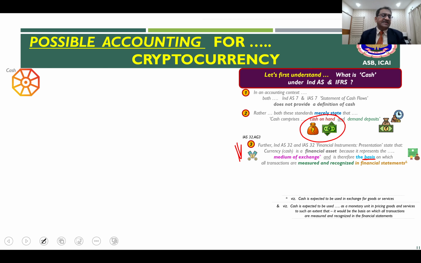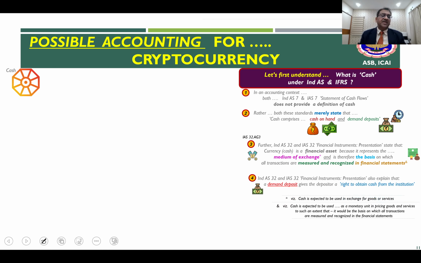And therefore, this is also the basis. The currency is also the basis on which all transactions are measured and recognized in the financial statements. As I alluded to earlier in the last slide, financial statements are prepared in the functional currency, which is nothing but the currency of the primary economic environment under Ind AS 21 and IAS 21. Right? So this is how you have to look at what cash is.